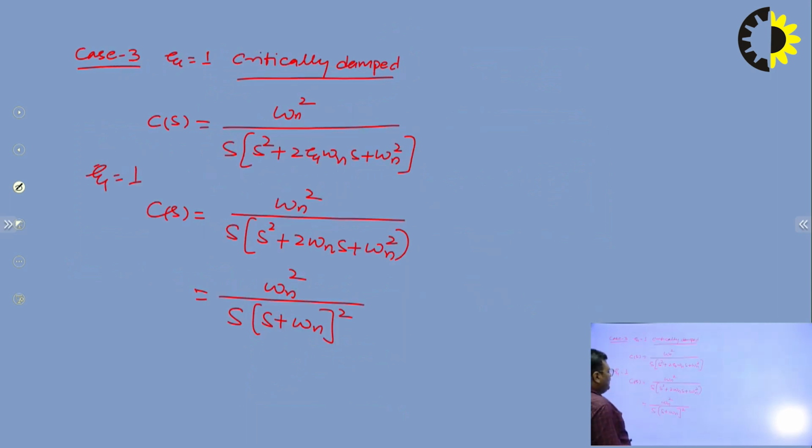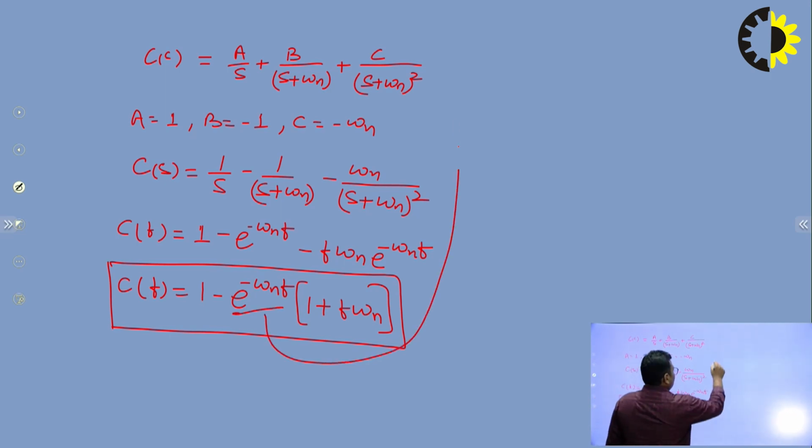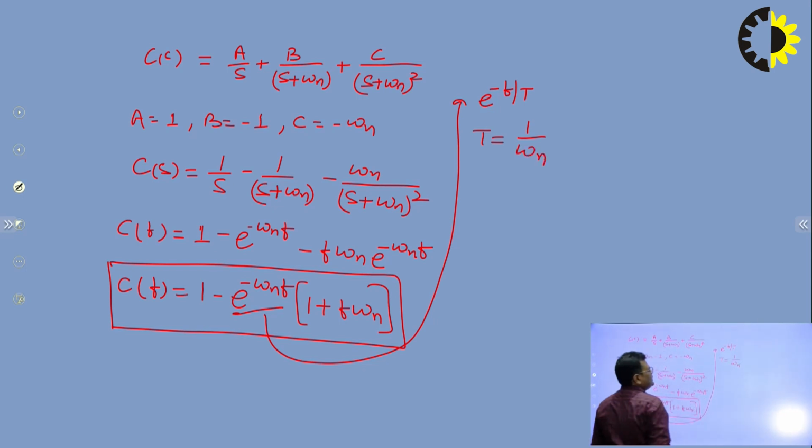And in the critically damped case, if I compare this term with e to the power minus t upon capital T, then capital T will be 1 upon omega n in this case. Okay. So, now what is omega n? What is zeta omega n? This zeta omega n is called the actual damping.